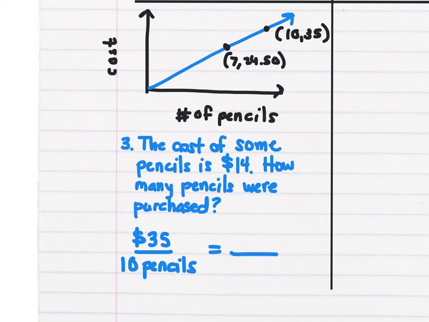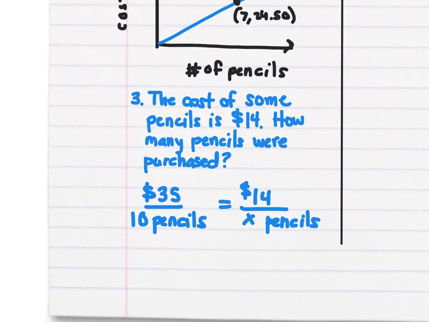On the other ratio, I have to follow the way I've labeled it. So since I want to know how many pencils were purchased, my X is going to be on the bottom, because it has to go across the other pencils. And I know that the cost of some pencils were $14, so that has to go across the other dollar amount. As long as they're across from each other, then you're okay.